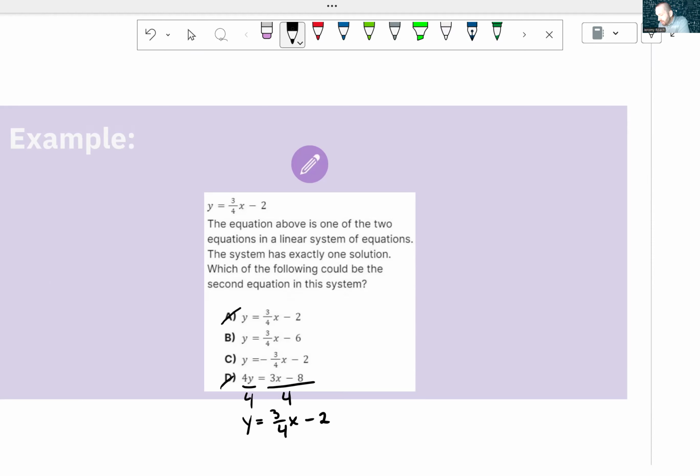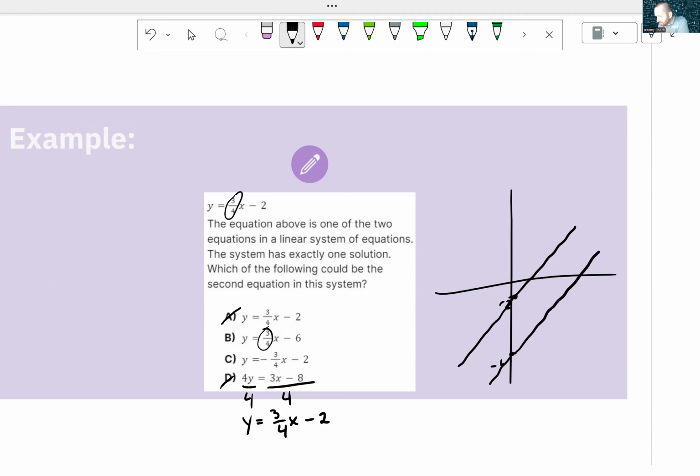This next one, B, has the same slope, different y-intercept. So that means that it's going up 3/4, starting at -2 on the one they give us. So it's like that. And then for answer choice B, same slope, but it's starting at -6. So it's like the same slope like that. That's parallel. So that means there's no solutions. So it's got to be C.